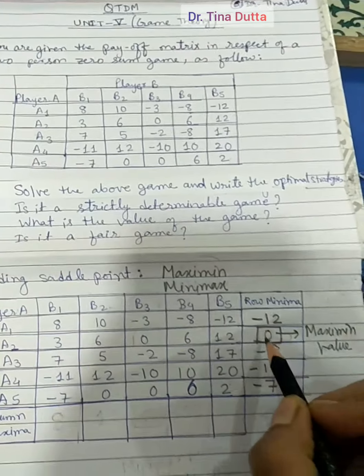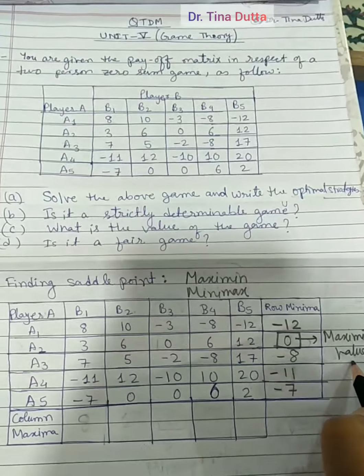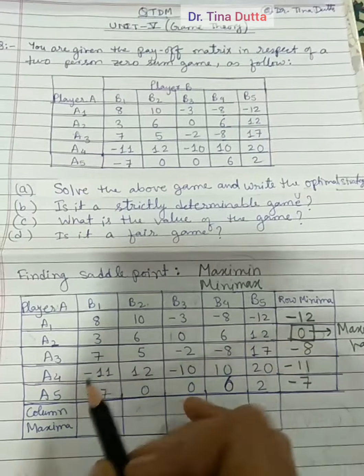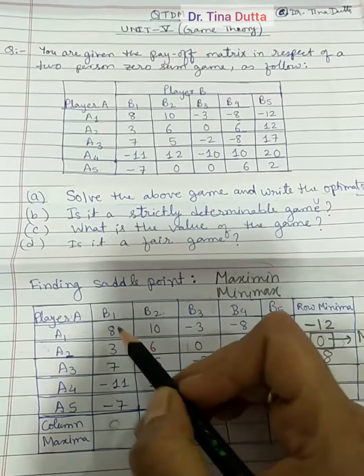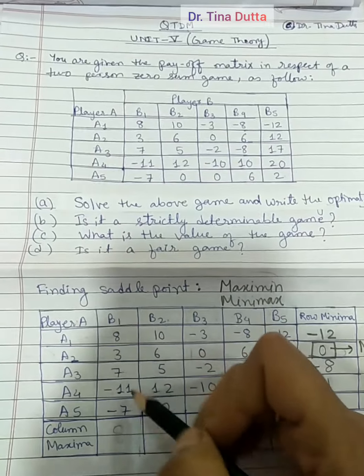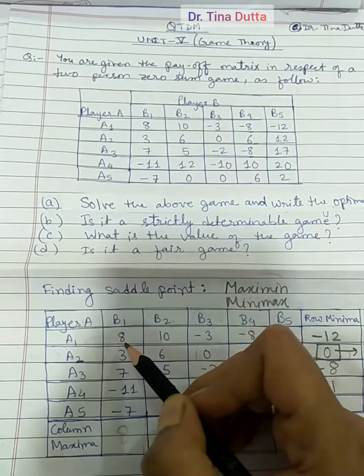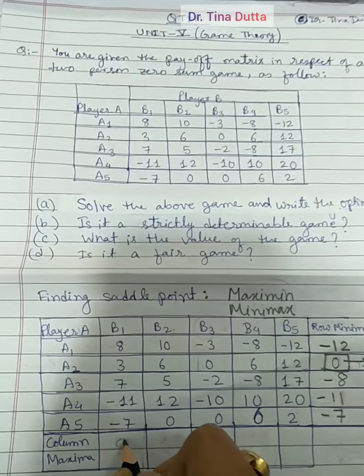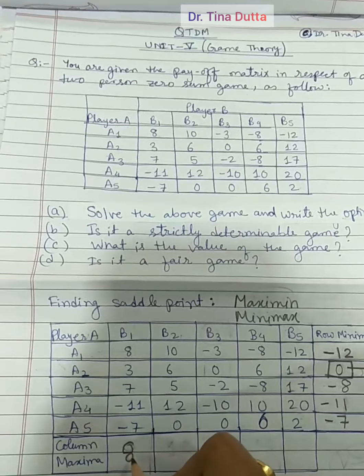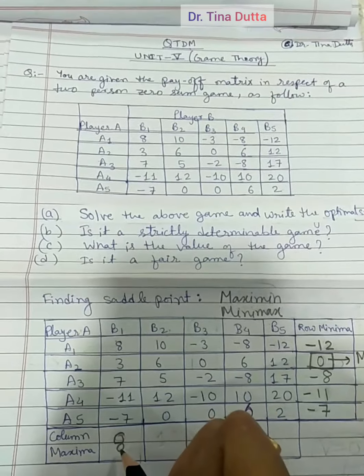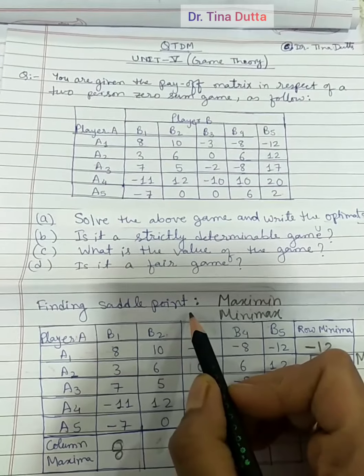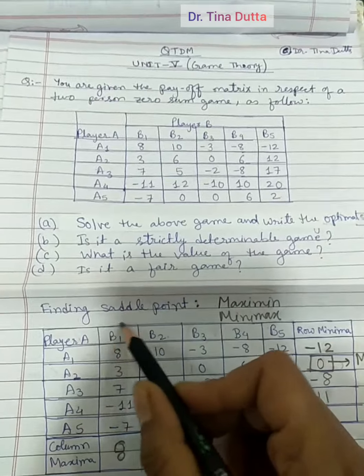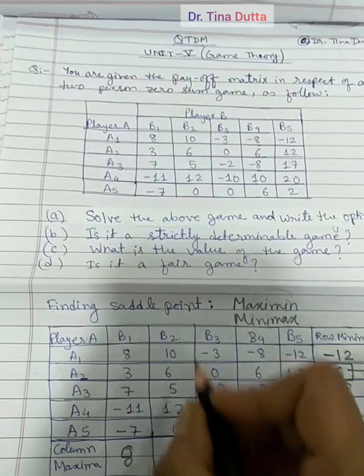After calculating maximin value, we need to now calculate minimax value. For that we need to first write column maxima. So in first column, B1 column, the maximum value we need to write. So maximum value is 8. This value shows the maximum loss occurred to player B if he chooses strategy B1.